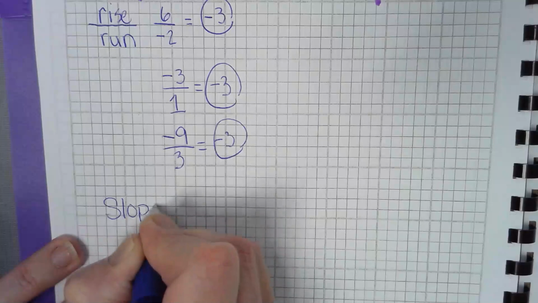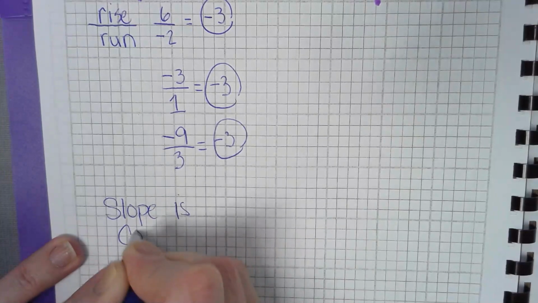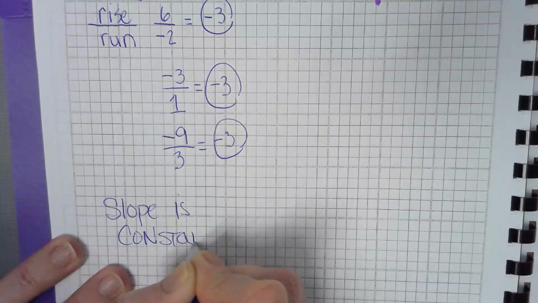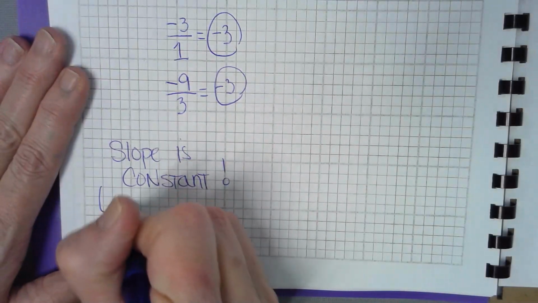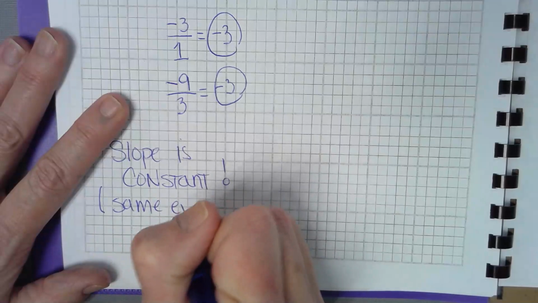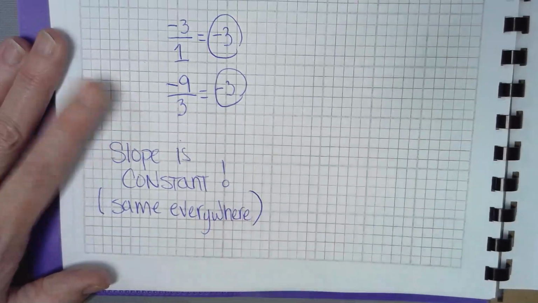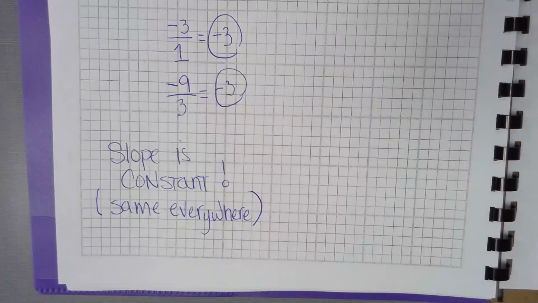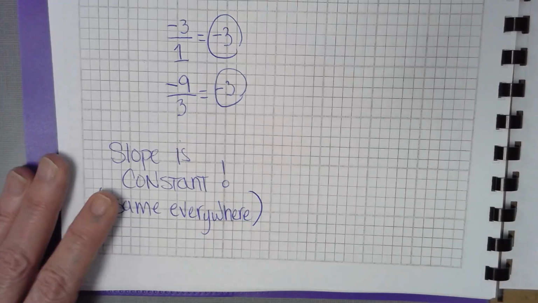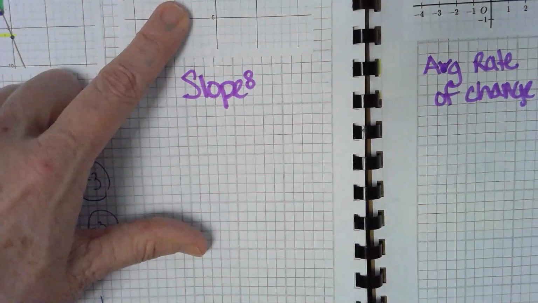Slope is constant. We need to know that word. Slope is constant. What does constant mean? The same everywhere. The same everywhere. And y'all, that is with a linear model. It's the same everywhere. Slope is constant. Okay? Okay, let's go over to our other linear model.